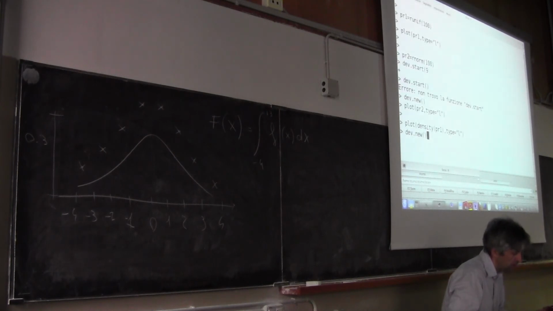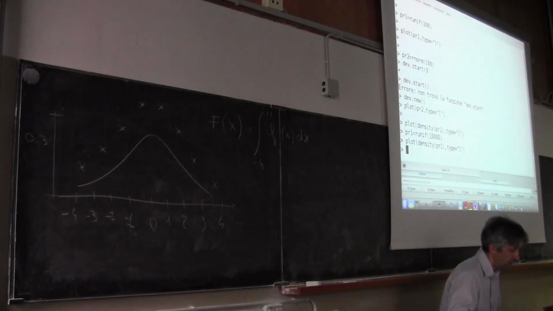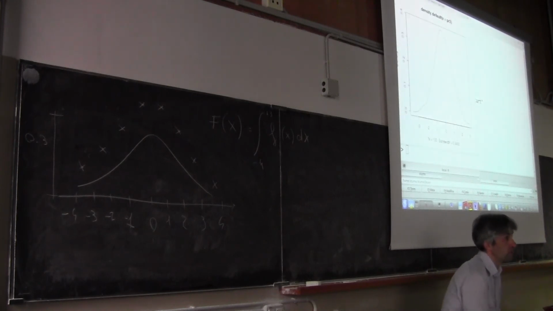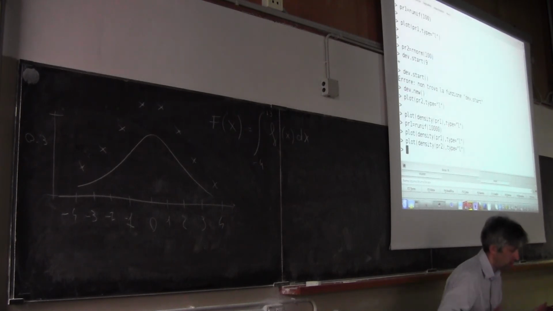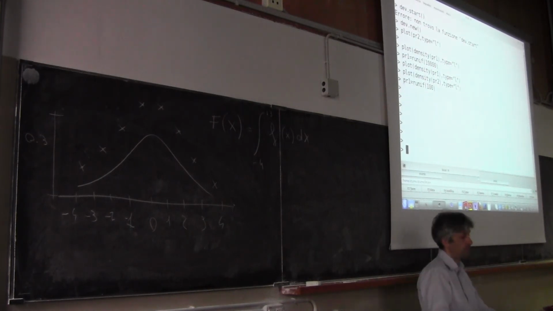Let me now try with a longer sample size, 10,000, so you can really see that it's flat. Instead, if I look at the density of the Gaussian, again, you see the difference. Okay, so let me go back to the uniform distribution, and let me go back to the size of 100.